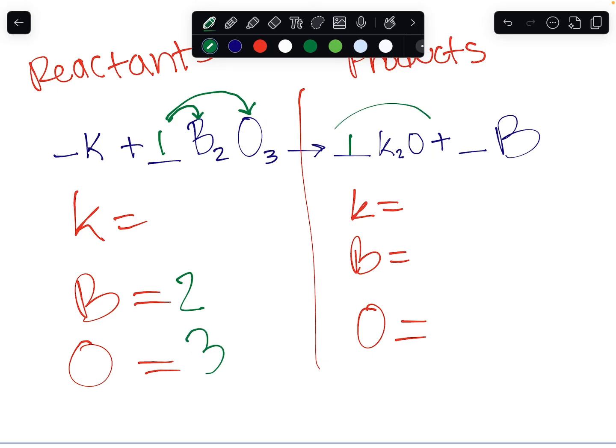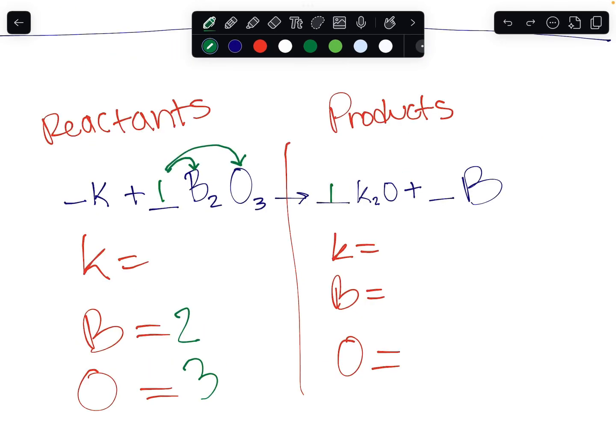And then on this side, on the product side, we're going to multiply 1 times 2 because there's 2 as a subscript for K. So 1 times 2 is 2, so there's 2K. Then 1 times 1, there's only 1 oxygen because it doesn't have a subscript. So 1 times 1 is just 1.